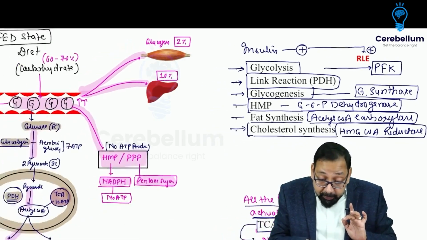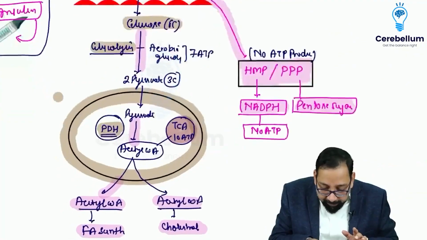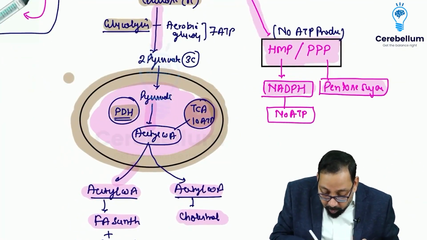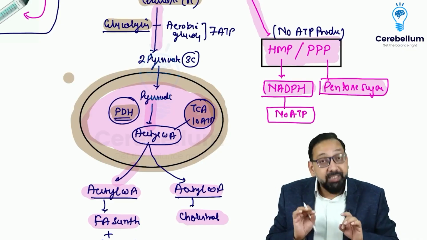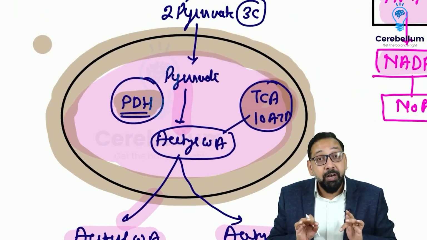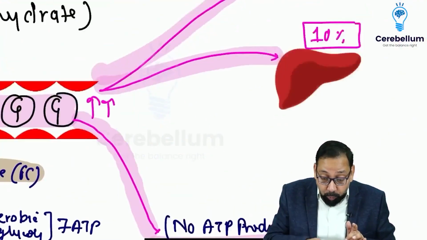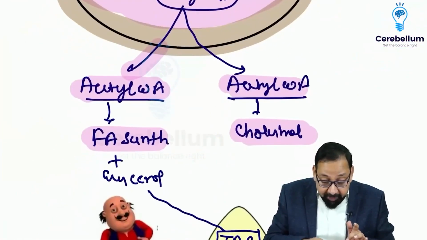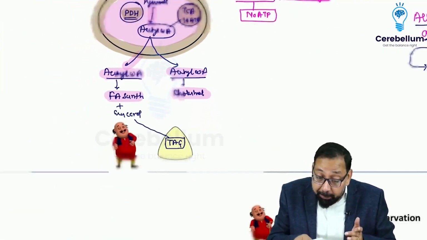Now I can say, on this page, all the pathways other than this circle, this circle is mitochondria, all other pathways are occurring in cytosol. If I ask you, this TCA cycle occurs in mitochondria, and the pyruvate dehydrogenase enzyme reaction occurs in mitochondria. Other than these two, glycolysis occurs in cytosol, glycogen synthase occurs in cytosol, HMP shunt occurs in cytosol, fatty acid synthase occurs in cytosol, cholesterol synthesis occurs in cytosol. So you can remember it like this.